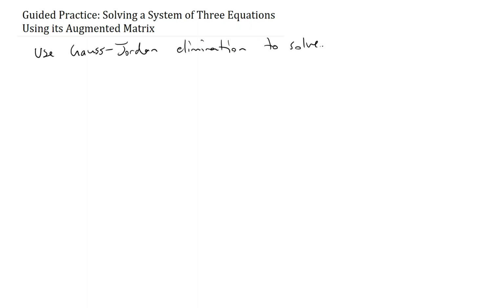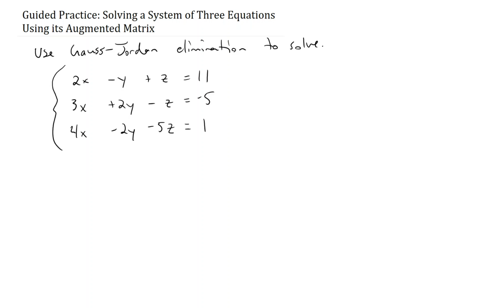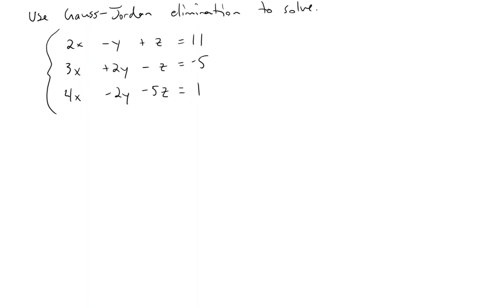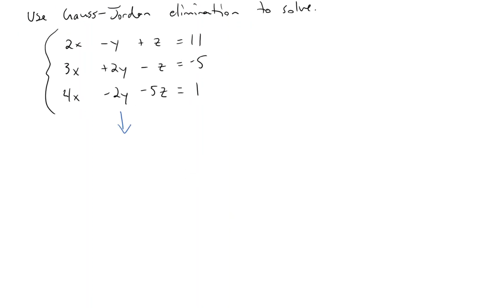And the system that we're going to solve is 2x minus y plus z equals 11, 3x plus 2y minus z equals negative 5, and 4x minus 2y minus 5z equals 1. So that's our system. Okay, so the first thing we want to do is convert this to its augmented matrix.